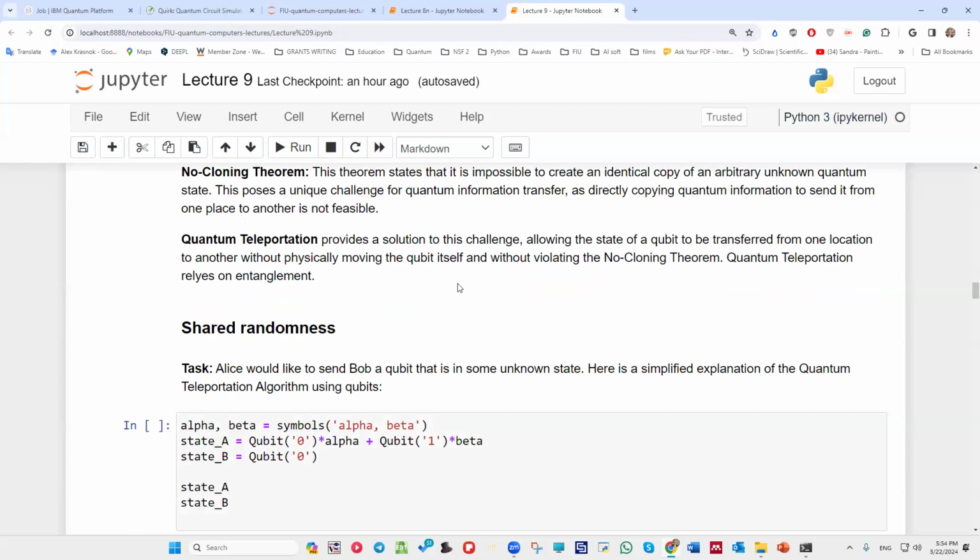So the quantum teleportation provides the solution to the challenge of no cloning. We need to transfer the state from one qubit to another qubit, or it can be teleportation of a state of a system of qubits to another system of qubits. That's also possible.